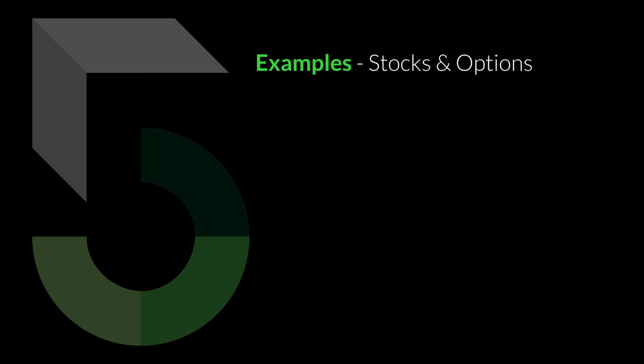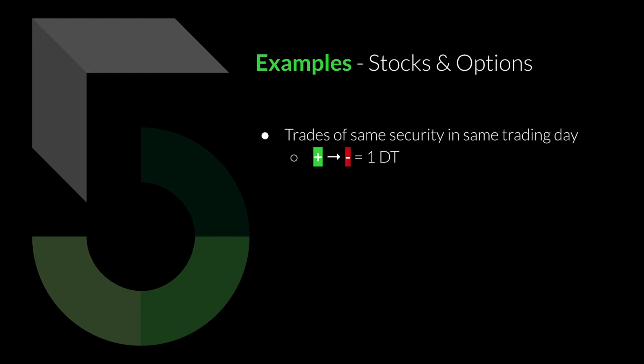So let's take a look at some examples to see what a day trade looks like. Remember, this is the trade of the same security in the same trading day. It could be the same stock within the same trading day, or the exact same option within a single trading day. Instead of using example ticker symbols, I'm just using green and red for open and close, respectively. So if you buy a stock or you buy an option and then you close it, that's what is in red, that equals 1 day trade. You buy and you close within a single trading day, that is a day trade.